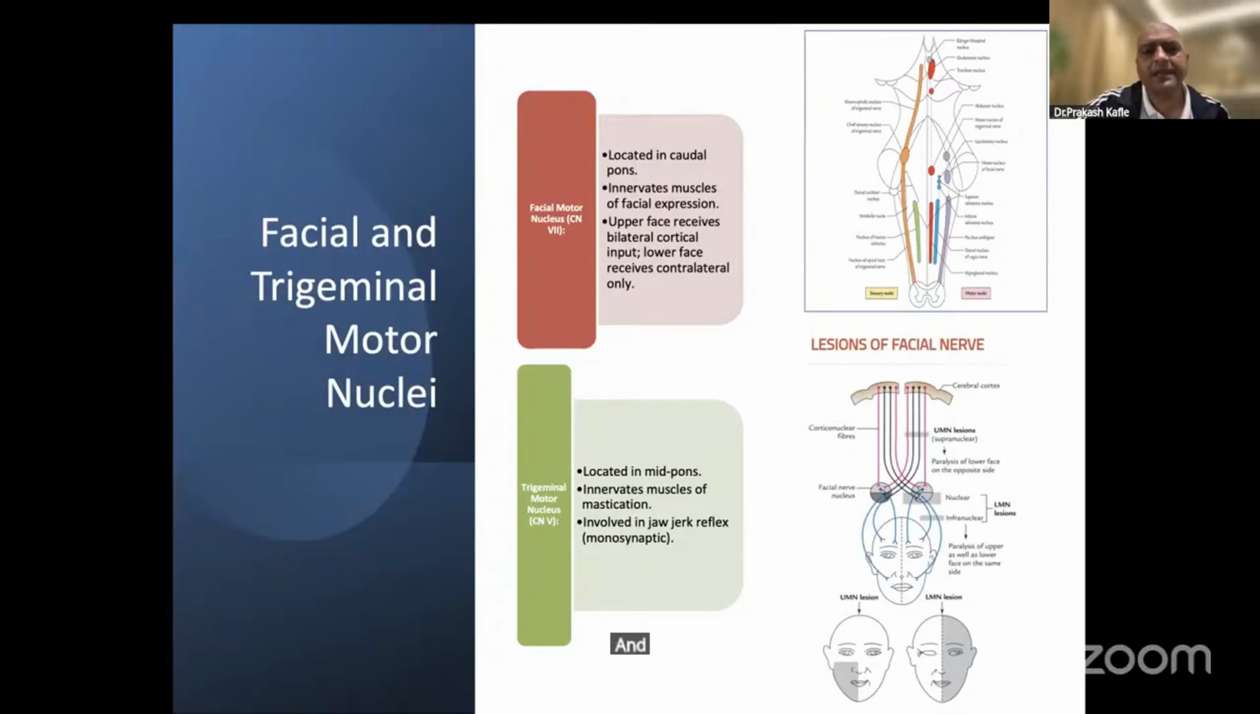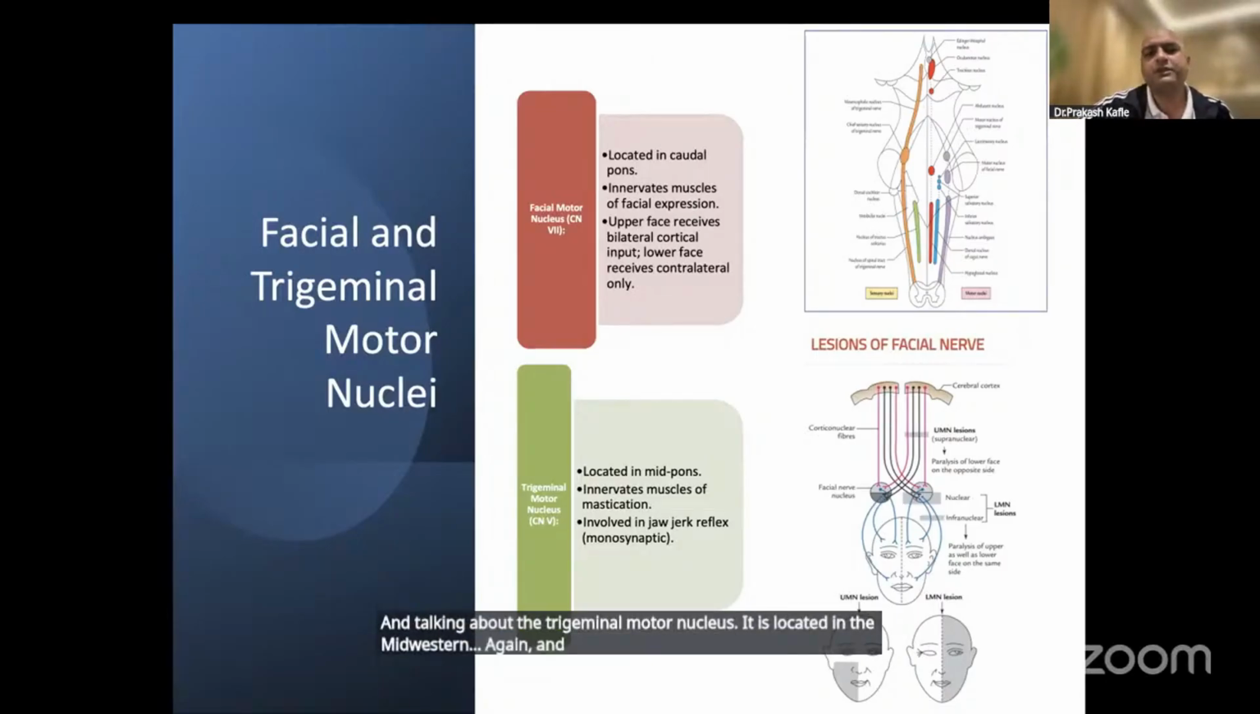And talking about the trigeminal motor nucleus, it is located in the midbrain again, and it innervates the muscles of mastication, and it is involved in the jaw reflex.